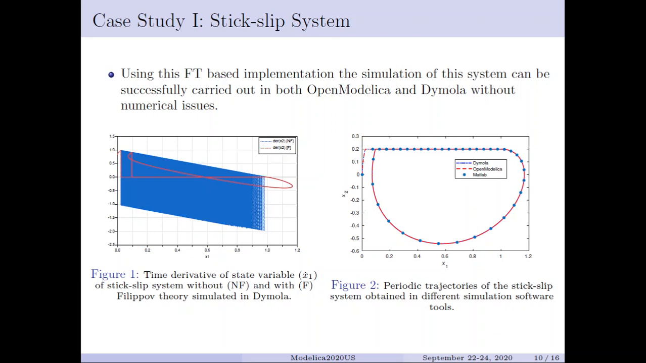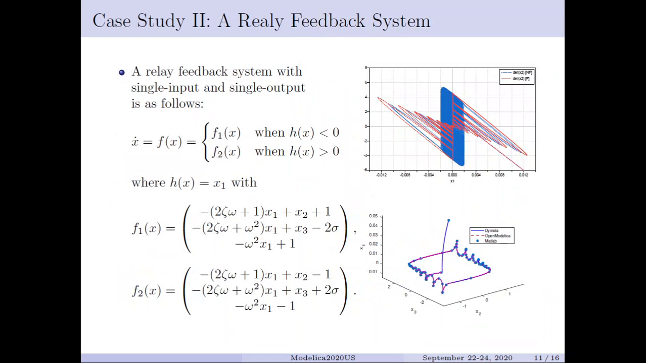The second case study considers a relay feedback system. The vector fields F1 and F2 are given by this, and the switching surface is given by this equation. Following a similar procedure, we implemented this example, and we also consider with and without Filippov formalism.